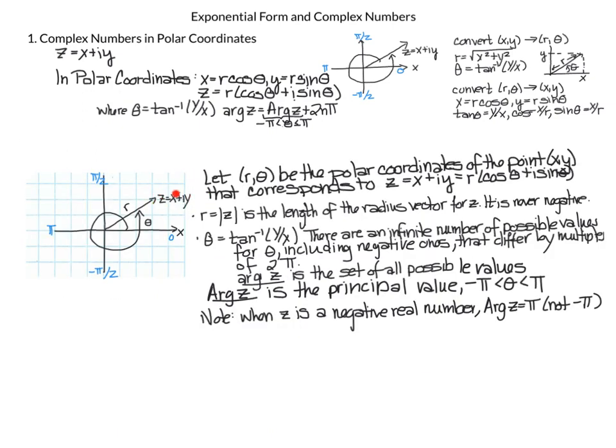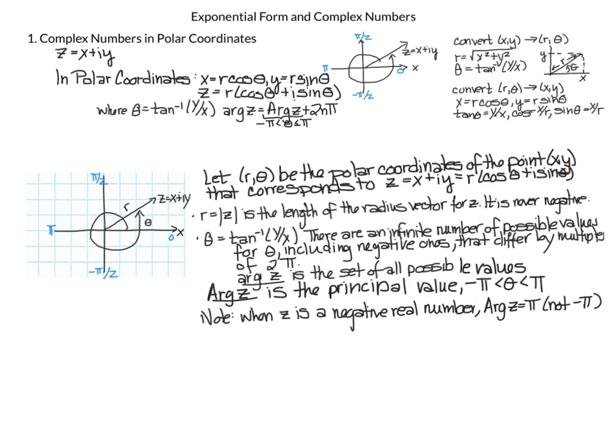Going back to our polar coordinate representation of a complex number, if z is equal to x plus iy, so in rectangular coordinates that would be the ordered pair x, y, we can again represent it in polar coordinates with the radius from the origin, that's r, and theta, the angle from the positive x-axis. So let r, theta be the polar coordinates of the point x, y that corresponds to z equals x plus iy. And we saw that this is equal to r (cosine theta plus i sine theta), just plugging our formulas for x and y into x plus iy.